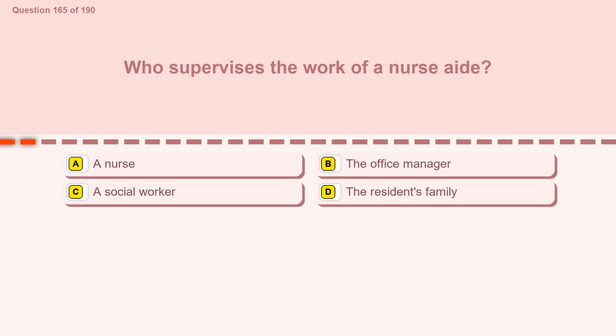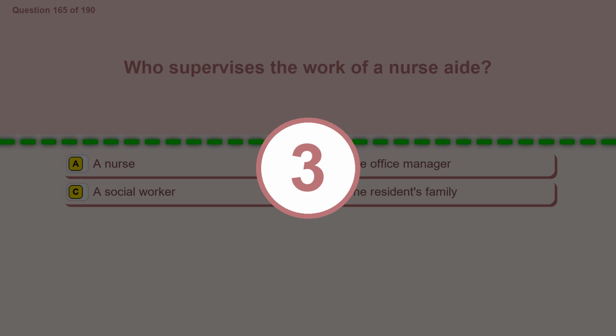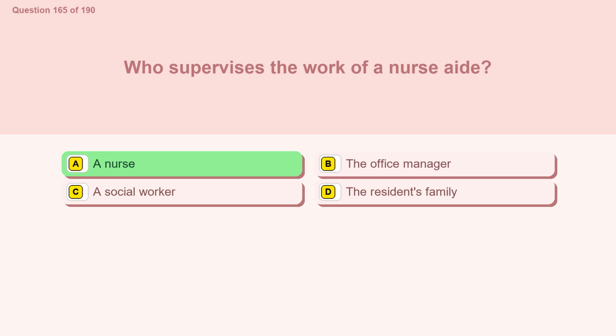Question 165. Who supervises the work of a nurse aide? Option A, a nurse. Option B, the office manager. Option C, a social worker. Option D, the resident's family. The correct answer is option A, a nurse.